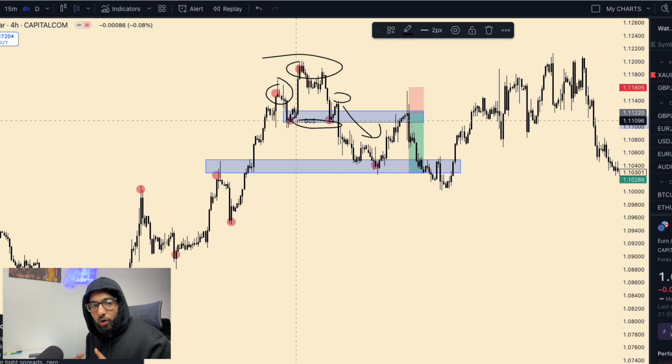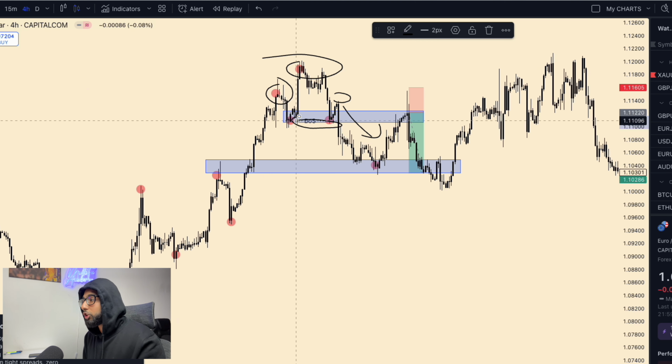So when we put these confluences together, what happens is we're building a story, a narrative for the market. If you guys want to have high probability trades, you need to build a narrative in the markets. You need to build a storyline for yourself to convey why you are buying or why you are selling. There's no reason for you to sell or buy without a reason.